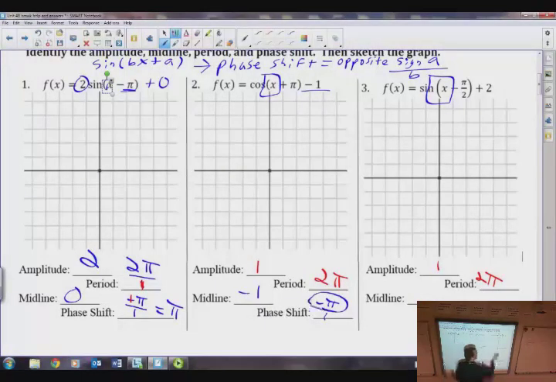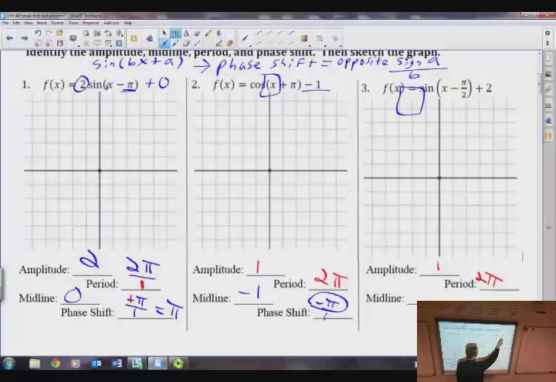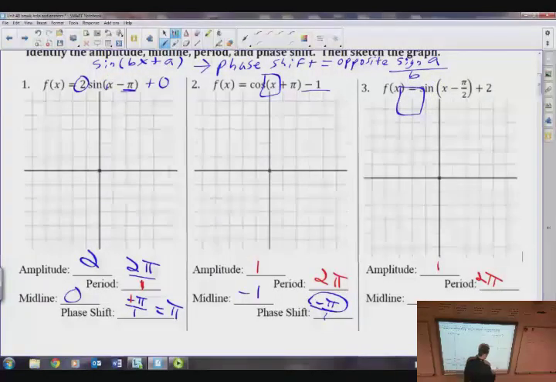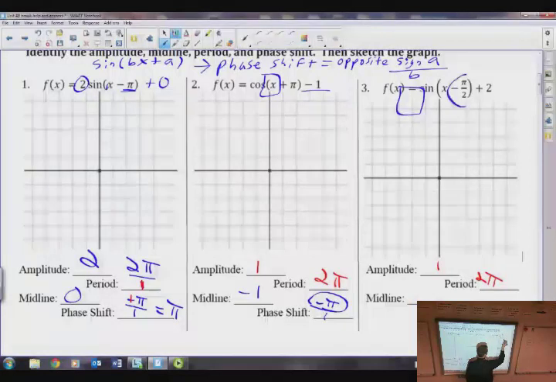Cool. What do you think the phase shift is? Tricky now? Well, not too tricky. What do you think the phase shift might be for number 3? It'd be positive pi over... Positive pi? Yeah, so positive pi over, so we want to take this whole value like this.